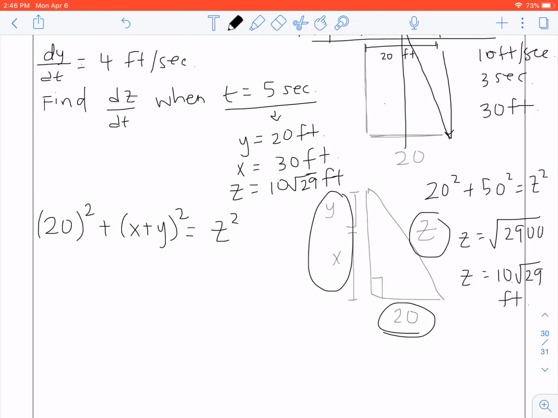So taking the derivative of 20 squared, that's just a constant, would be 0, plus taking the derivative of x plus y quantity squared, it's going to require me to use the chain rule. So I'm going to pull that 2 out in front, keep the inside function the same, raised to the first power, times the derivative with respect to time of the inside function. So the derivative of x with respect to t is just dx/dt, plus the derivative of y with respect to t is going to become dy/dt, equals the derivative of z squared with respect to t, which is going to become 2z dz/dt.